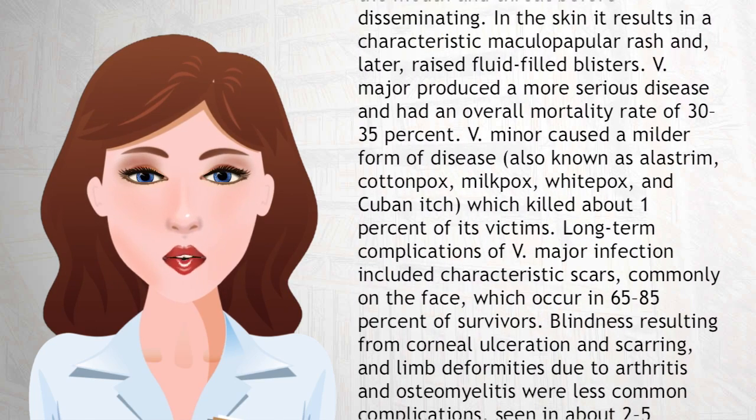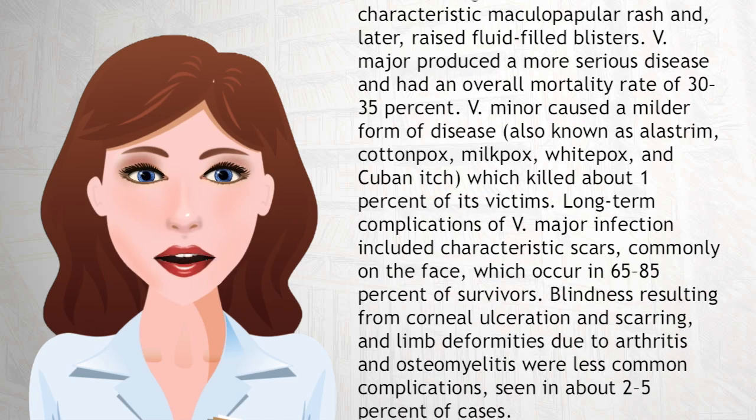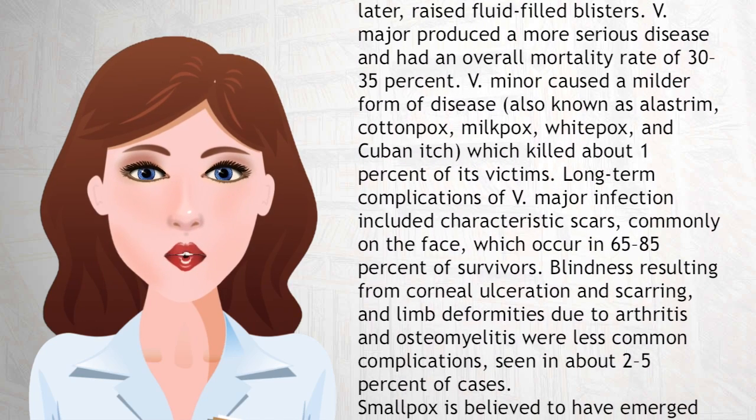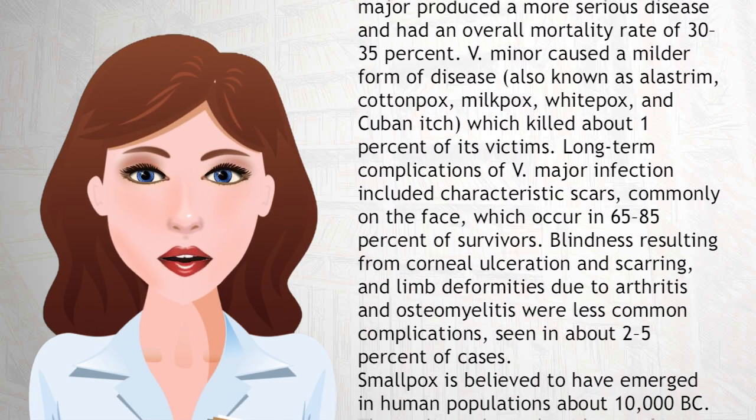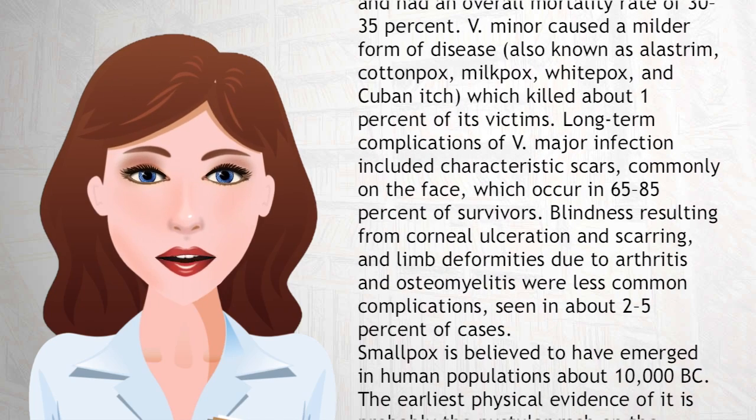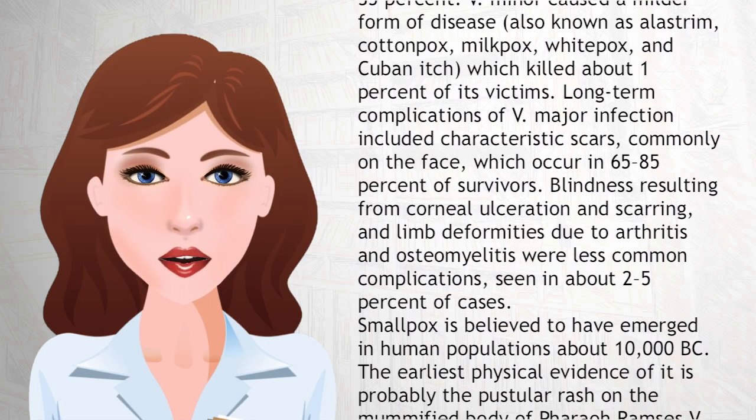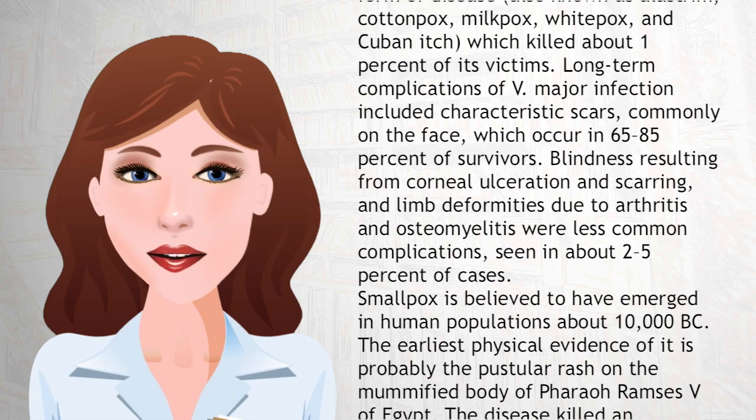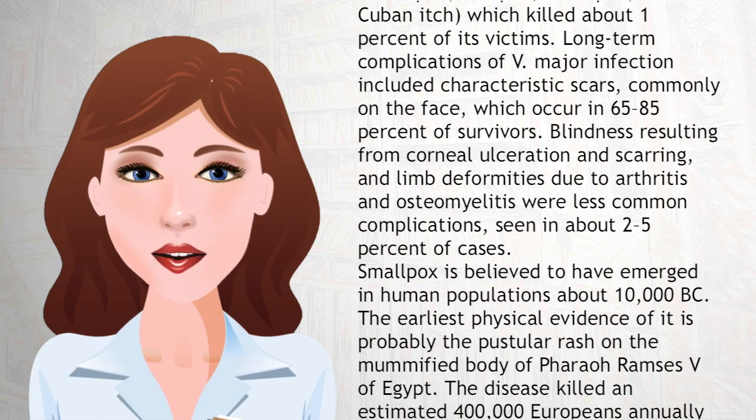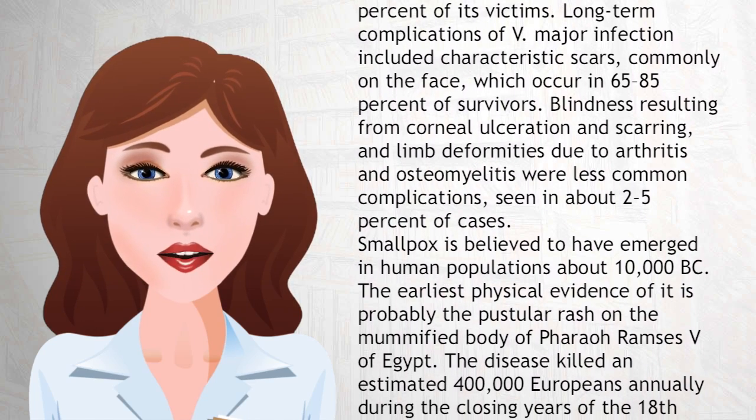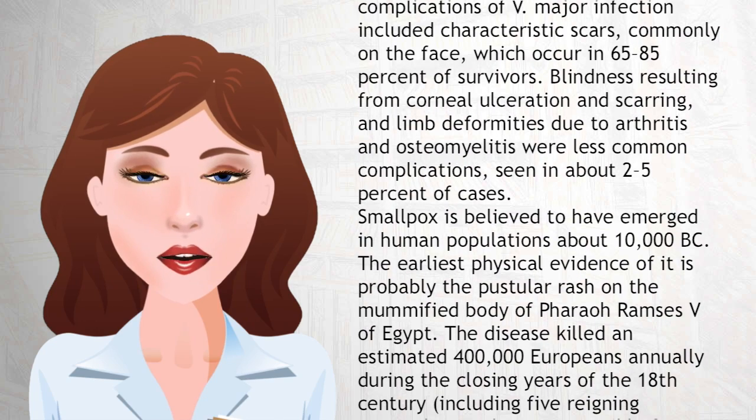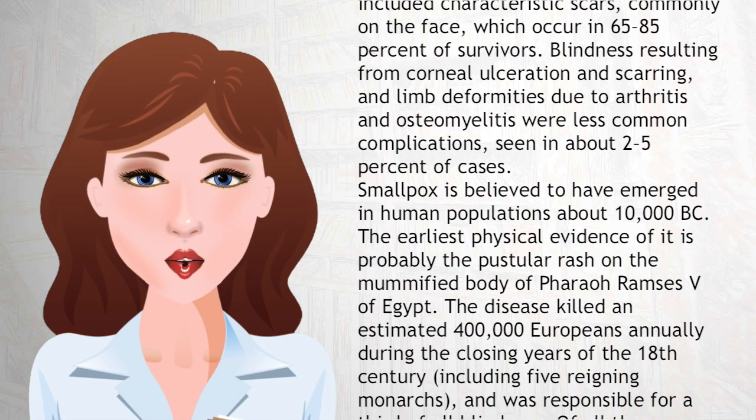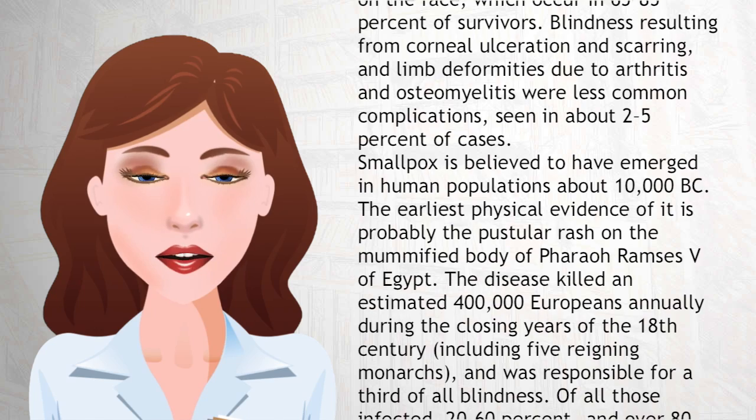Long-term complications of V major infection included characteristic scars, commonly on the face, which occur in 65–85% of survivors. Blindness resulting from corneal ulceration and scarring, and limb deformities due to arthritis and osteomyelitis were less common complications, seen in about 2–5% of cases. Smallpox is believed to have emerged in human populations about 10,000 BC.